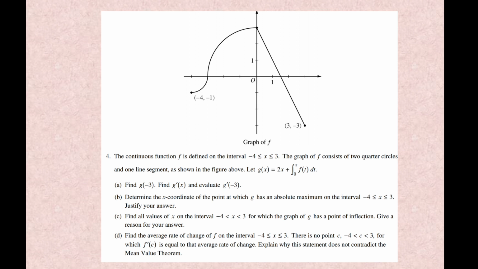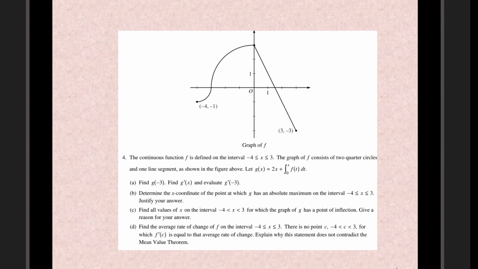All right. All right. I think I'm going to start mobbing this. The first question says find g of -3. That means I'm trying to find g of -3, which is 2 times -3 plus the integral from 0 to -3 of f of t dt.